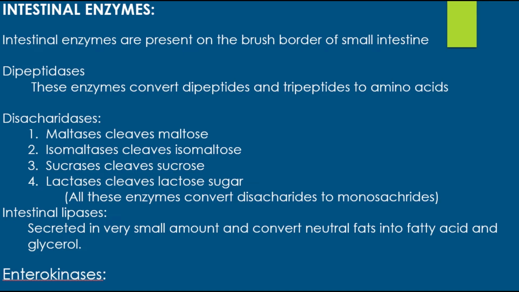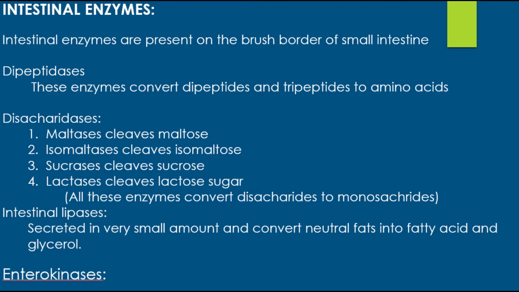Disaccharidases include maltases which cleave maltose, isomaltases which cleave isomaltose, saccharase which cleaves sucrose, lactases which cleave lactose sugar. All these enzymes convert disaccharides to monosaccharides. Intestinal lipases are secreted in very small amounts and convert neutral fats into fatty acids and glycerol.